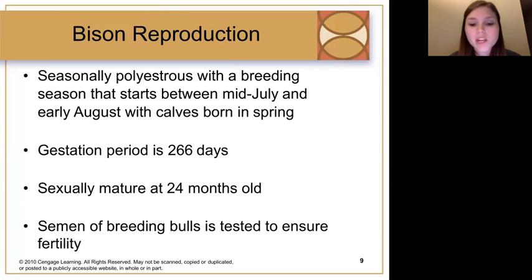And the semen of breeding bulls is actually tested to ensure fertility, because obviously you want to make sure that if you have a bull that is going to actually be used for breeding, he is fertile.